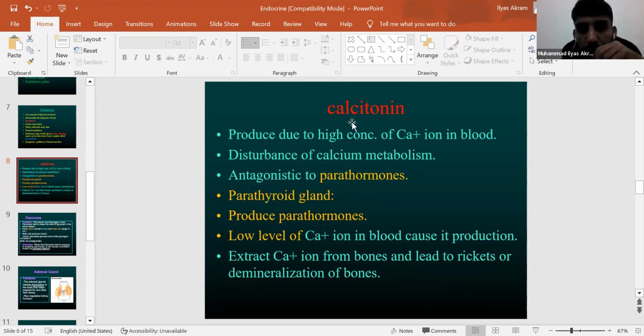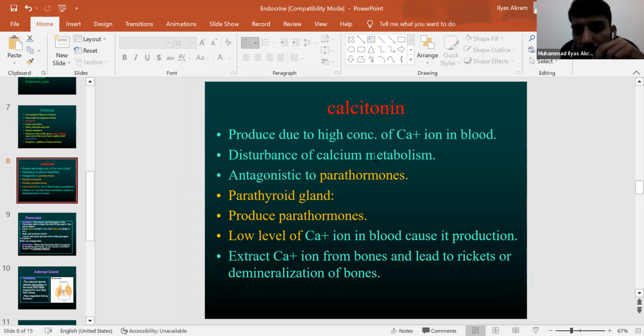The third hormone produced by the thyroid gland is calcitonin. You can guess from its name that it relates to calcium. This hormone is produced when there is a high amount of calcium ion in the blood, and that disturbs our calcium metabolism in the body.